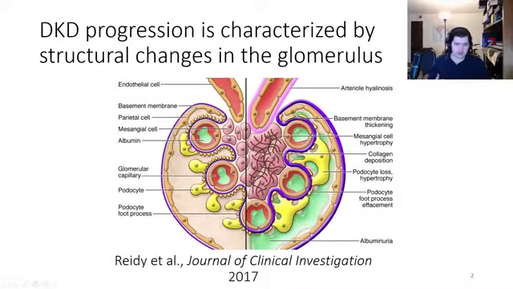Some changes that occur in diabetic kidney disease progression include swelling of the extracellular matrix inside the mesangium, thickening of the glomerular basement membrane, and podocyte death and effacement. Effacement being the process where the foot processes start to peel off of the glomerular basement membrane and fall off completely. These lead to the clinical marker of diabetic kidney disease, albuminuria, which is presence of albumin in the urine.